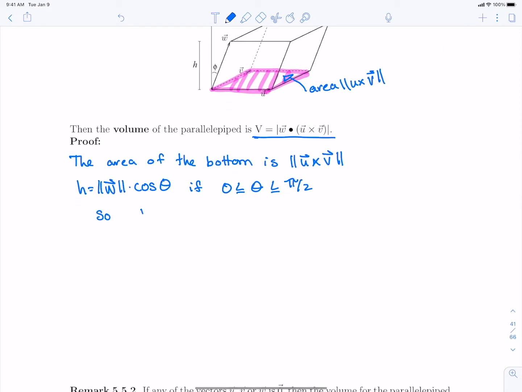So from here we could say volume will equal, well, I'll take the area of the bottom and multiply it by my height, which is the magnitude of W times cos theta.